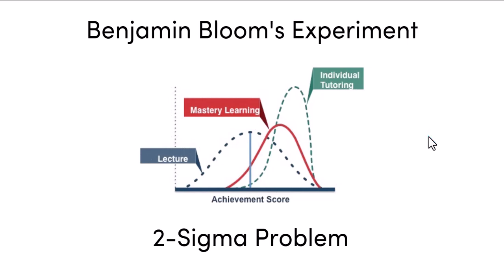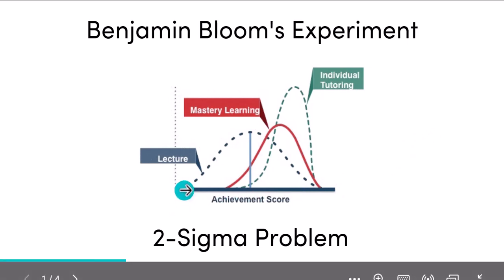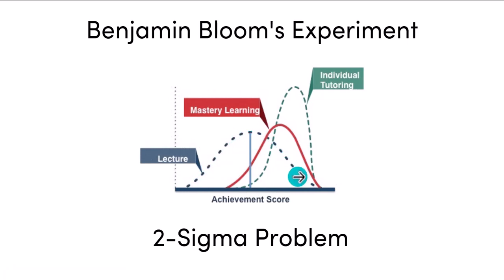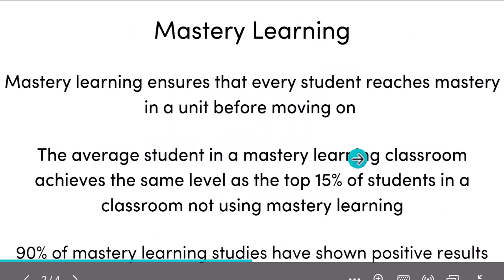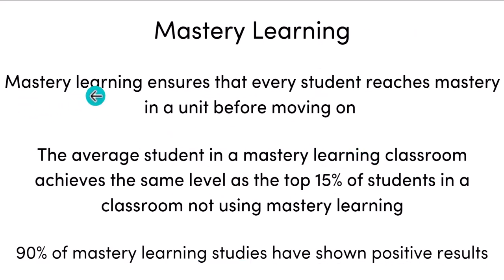Famous education psychologist Benjamin Bloom conducted an experiment where he compared the achievement of students in a normal lecture scenario with that in mastery learning, and he found some dramatic results. He realized that in a mastery learning situation, every student has to move to the next chapter only when one has actually mastered the previous one.